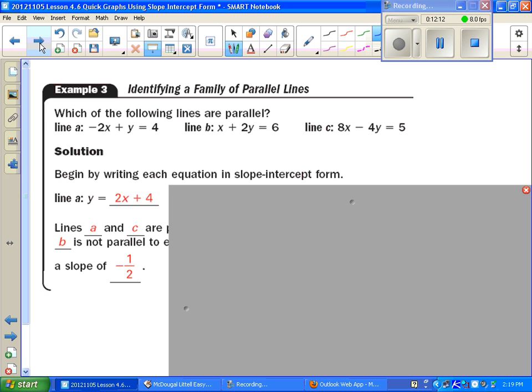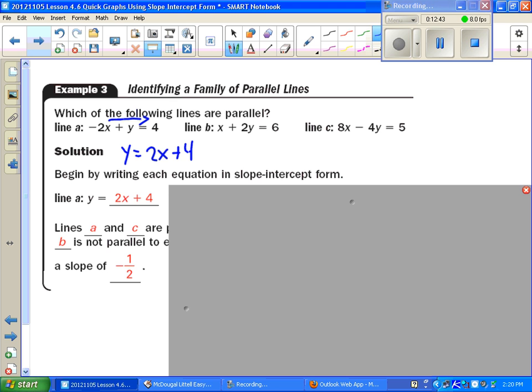Identifying families of parallel lines. Parallel lines have the same slope. That's the important part, and we mentioned that the other day. They have the same slope. The first equation, negative 2x plus y equals 4, you need to get it in a form where you can see the slope. So you need to move negative 2x over. It's saying subtract 2x, so you need to add 2x. So y equals, if you add it on the left, it'll cancel it out. You have to add it to the right. Positive 2x plus 4.